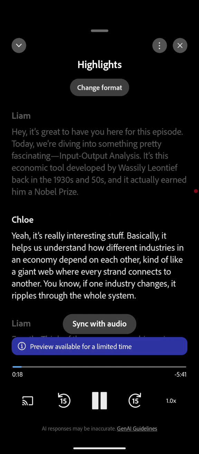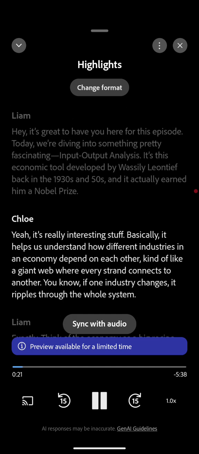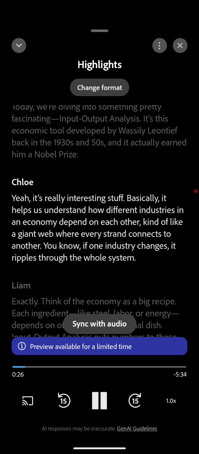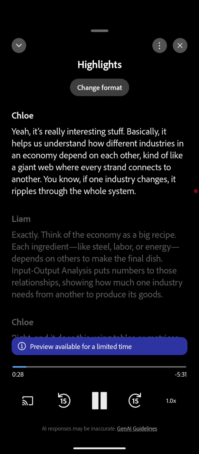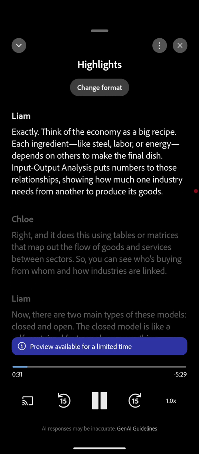Basically, it helps us understand how different industries in an economy depend on each other. Kind of like a giant web where every strand connects to another. If one industry changes, it ripples through the whole system.